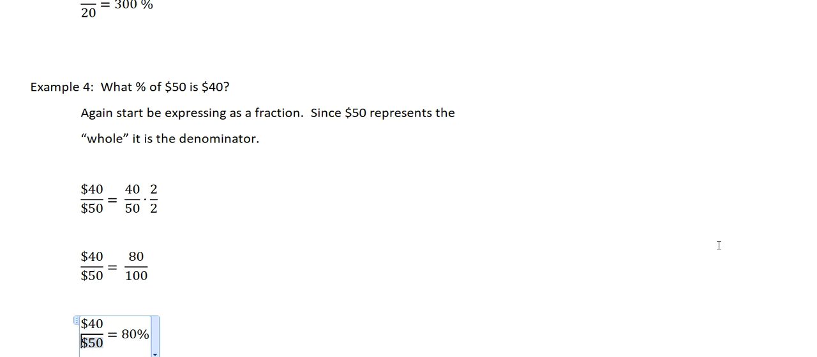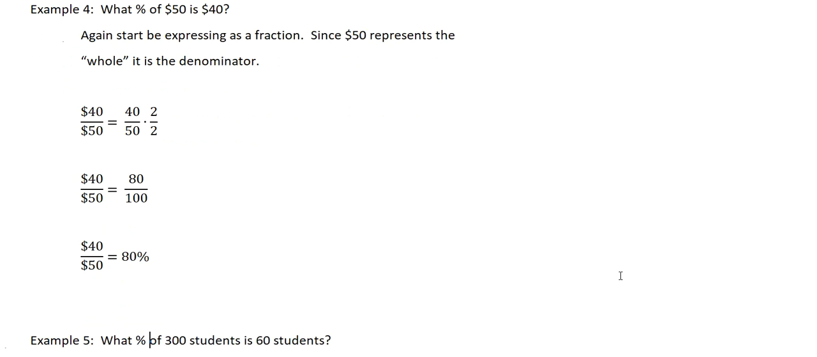What percentage of 50 is 40? Again, we start by expressing it as a fraction. What percentage of 50 is 40? So what percentage is 40 of 50? Okay, so 50 represents the whole, and it's the denominator. So we have 40 over 50, and we'll drop the dollar signs. Okay, those are units. But 40 times 2 and 50 times 2, that's going to express this as a fraction over 100. So this is 80 over 100, or 80%.